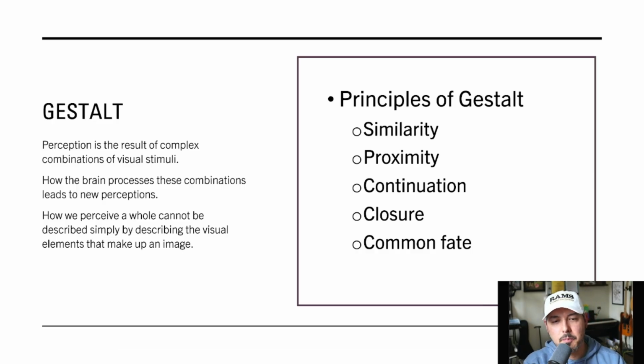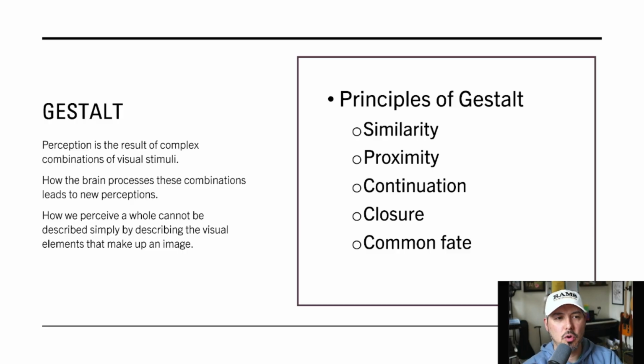So Gestalt, a funny word, maybe not as self-explanatory as when we're talking about dots or colors or anything like this. But Gestalt is an idea that has 5 principles, and they are similarity, proximity, continuation, closure, and common fate. And we'll get into each one of those individually in a moment. But under Gestalt, the belief is that perception is a result of complex combinations of visual stimuli, that there's a lot of things going into the ways that we perceive all these shapes, colors, lines, dots, all that kind of stuff. And that how the brain processes these combinations leads to new perceptions, okay?